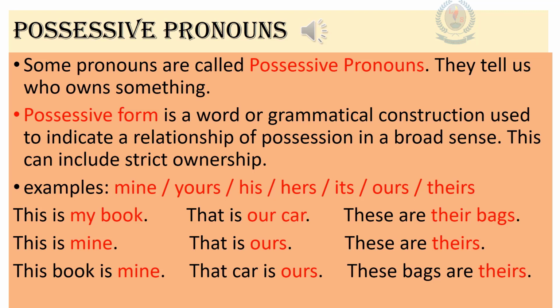Possessive pronouns. In the earlier lesson we learned pronouns. Here we are going to learn possessive pronouns. Some pronouns are called possessive pronouns. They tell us who owns something. You have an owner for this; we have ownership. A possessive form is a word or grammatical construction used to indicate a relationship of possession in a broad sense. This can include strict ownership.